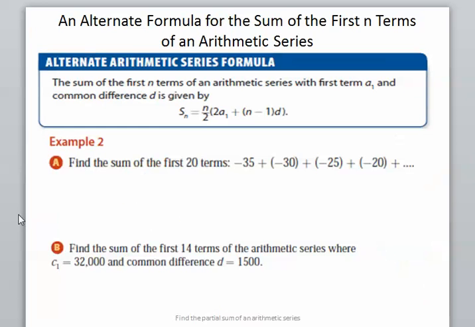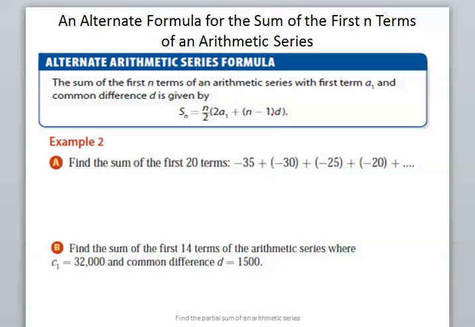So let's go to number 4, my next slide here. In this one, it's saying that we have an alternate formula for finding the sum of the first n terms of an arithmetic sequence. This formula is a little bit harder. It takes n over 2 times a1 plus n minus 1 times the difference. Why would it do that? Because we might not know what the last term is. We might not have it in that format.